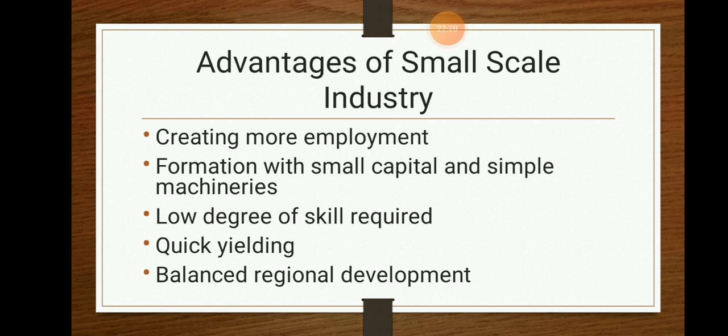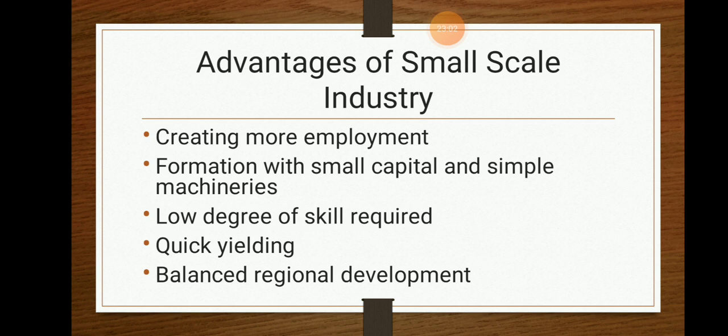So the next one is low degree of skill required. What happens under small scale industry? Not much efficiency, not much skill is necessary in this particular industry. Why? Because only a person should be knowledgeable to run the machineries and to do the marketing things. By this, it is not necessary that skill is very important in all kinds of industries. So under small scale industry, when you have a simple technology, only simple kind of knowledge or skill is favorable to the people to do the production process.